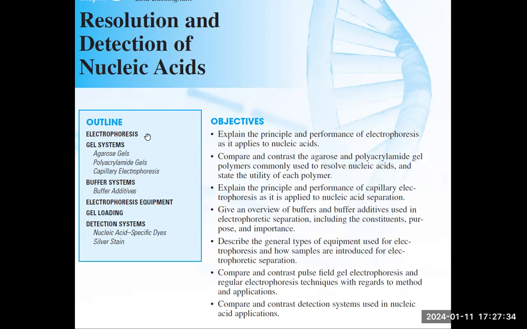And then electrophoresis will always entail gel systems. So we have the traditional, the classical one, the agarose gel electrophoresis. And if we are trying to resolve very small DNA fragments or single-stranded DNA, we have polyacrylamide gels. And if we are looking for pharmaceuticals or anions, we have capillary electrophoresis. But capillary electrophoresis can also be used for nucleic acid resolution and detection.